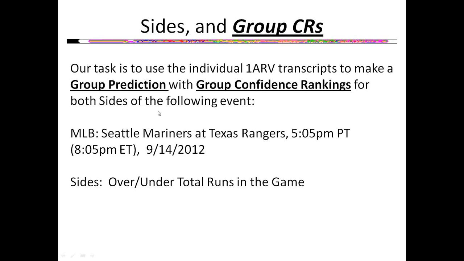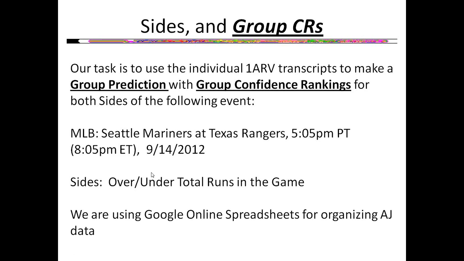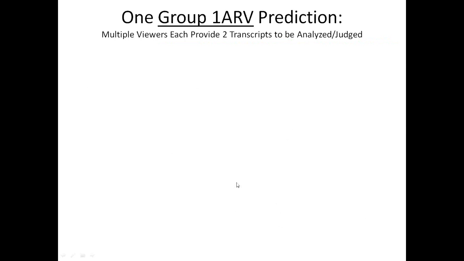The basic approach here is that we're going to be looking at individual transcripts, and we're going to make a group prediction, and we're going to give a group confidence ranking based on the Targ confidence scale, which I'll show you at the end, but all of you have seen it. We're going to be predicting a Major League Baseball game, which is going to happen this early evening. The key is there are two sides: over or under total runs in a baseball game. We have two photos associated with those two sides, one indicator photo site for each side. And we are now using these online spreadsheets, which look like they're working out quite well. This is something we'll continue.